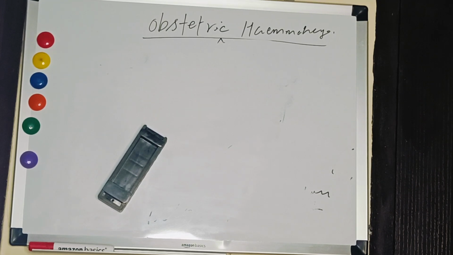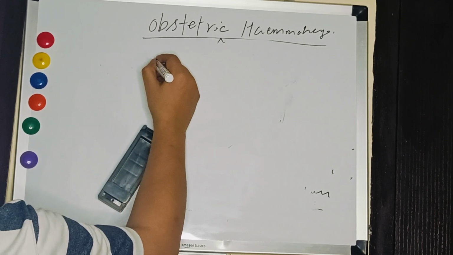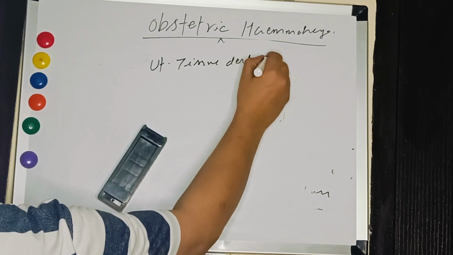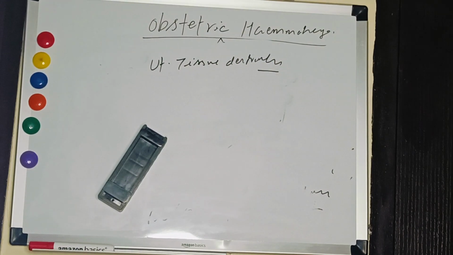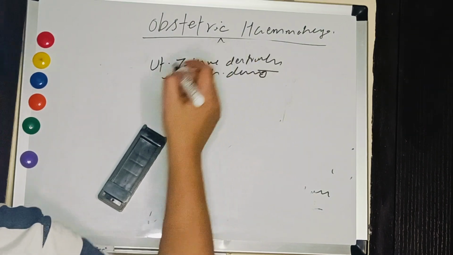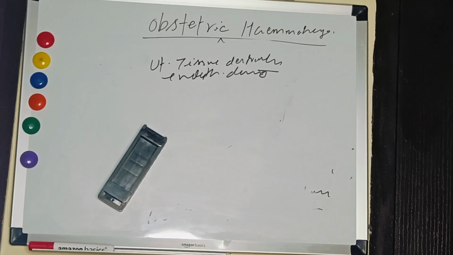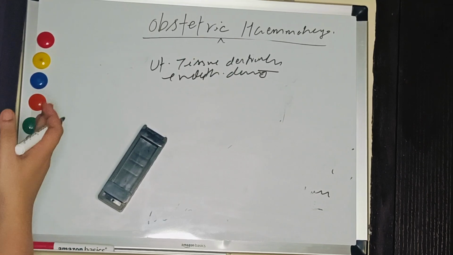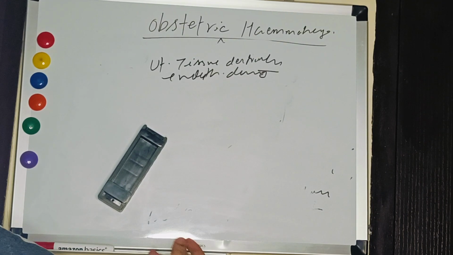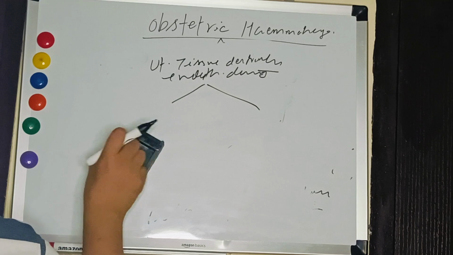Obstetric hemorrhage is not only a problem of hemorrhage. The pathophysiology involves two kinds of problems: uterine tissue destruction or endothelial damage. During all those risk factors, as we have discussed, these problems occur, like uterine tissue destruction, endothelial damage, and stress, which lead to two pathways.